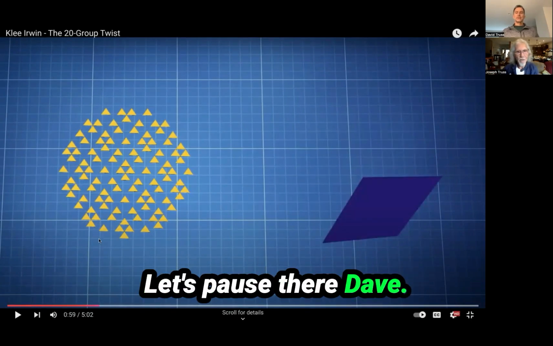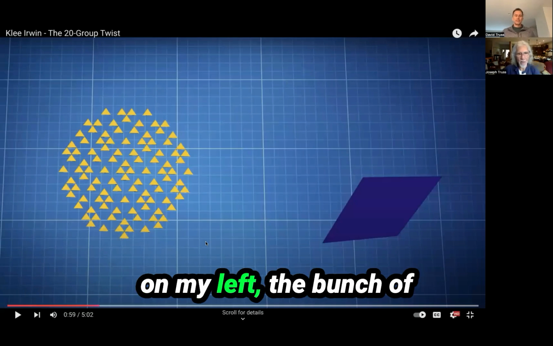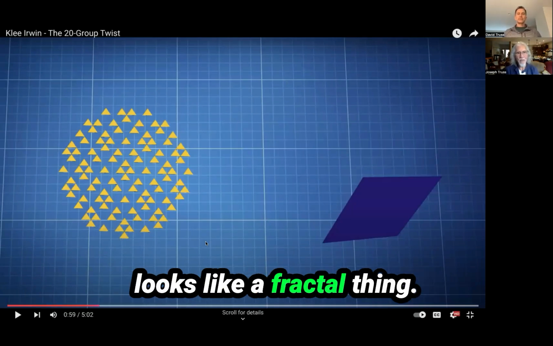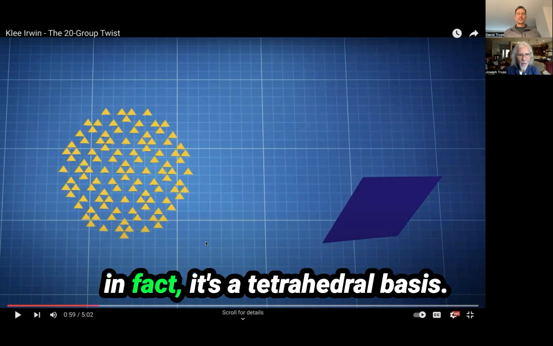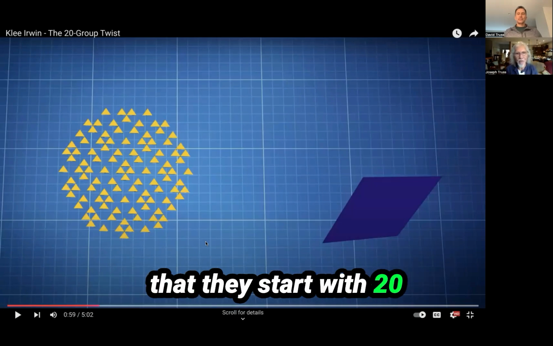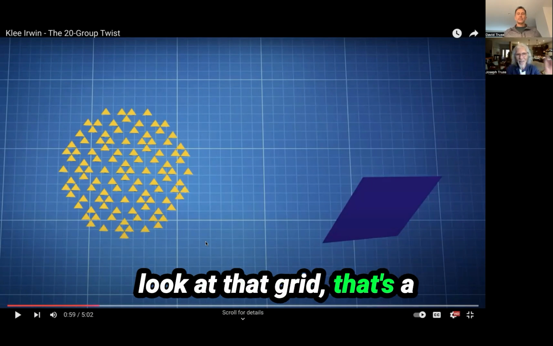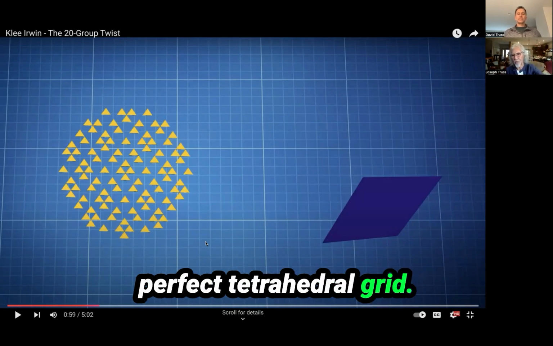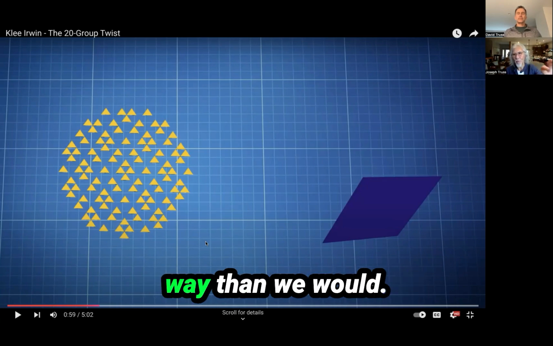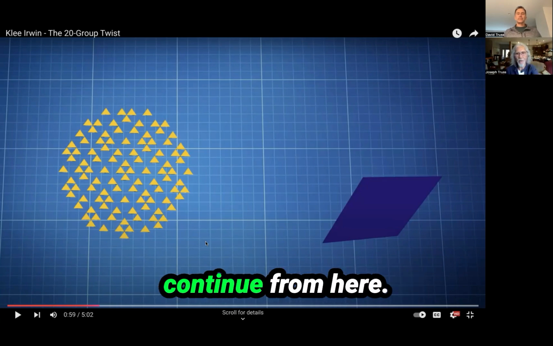Let's pause there, Dave. Right, so that figure on my left, the bunch of tetras, looks like a Sierpinski, looks like a fractal thing. But that is what tells us that, in fact, it's a tetrahedral basis, the loop quantum gravity whole system. Not just that they start with 20 tetrahedra, but when you look at that grid, that's a perfect tetrahedral grid, right? They build their spaces in that grid in a different way than we would. And so you can continue from here.